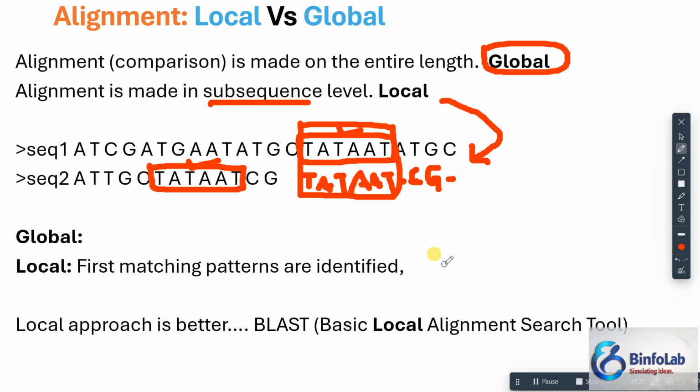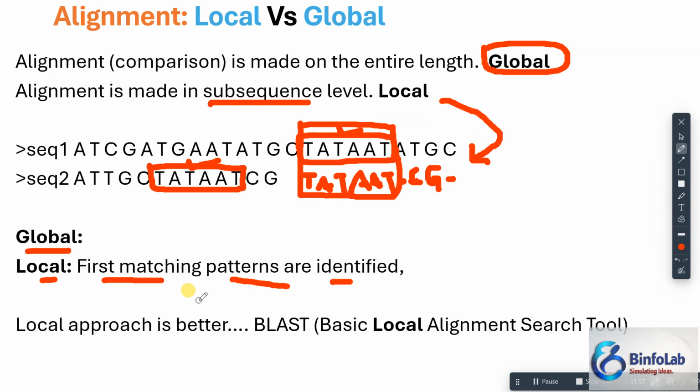Now, that's why I said they will be treated globally, and in local alignment, first the matching patterns will be identified, and then around those matching patterns, the other alignment will be performed. So if you see, the alignment program makes its decision based on this conserved motif or conserved patch, this same patch. So based on that, we call it local alignment.